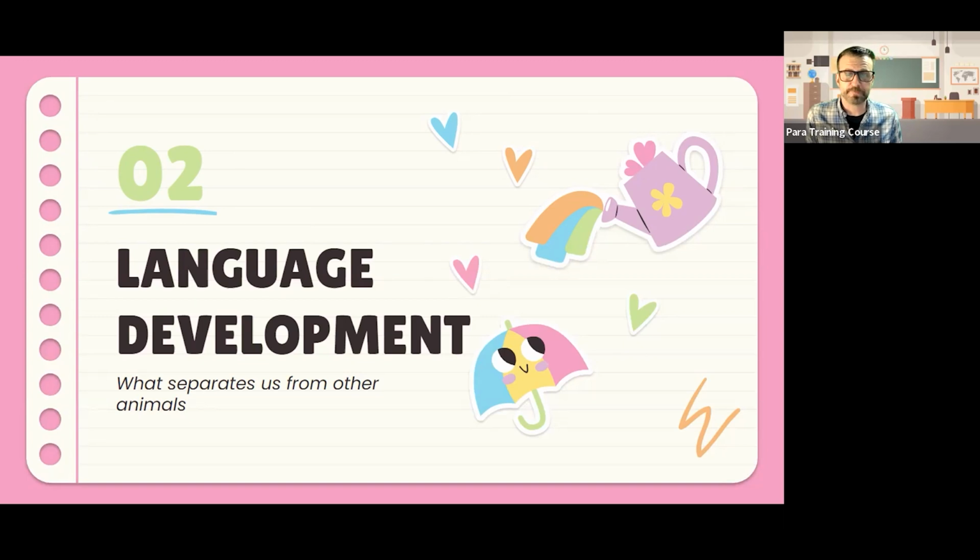Language development. Language is essentially the one thing that separates us from other animals. We are between 1% and 3% genetically distinct from a chimpanzee. So what is it that really differentiates us? They're much, much stronger. They're longer lived. They have a better diet, right? But we can talk. And because we can talk, we rule the world, essentially.